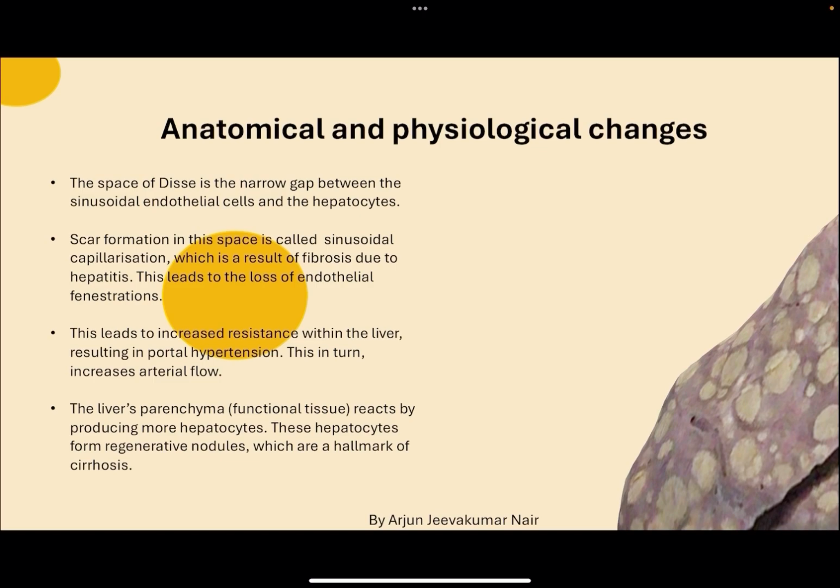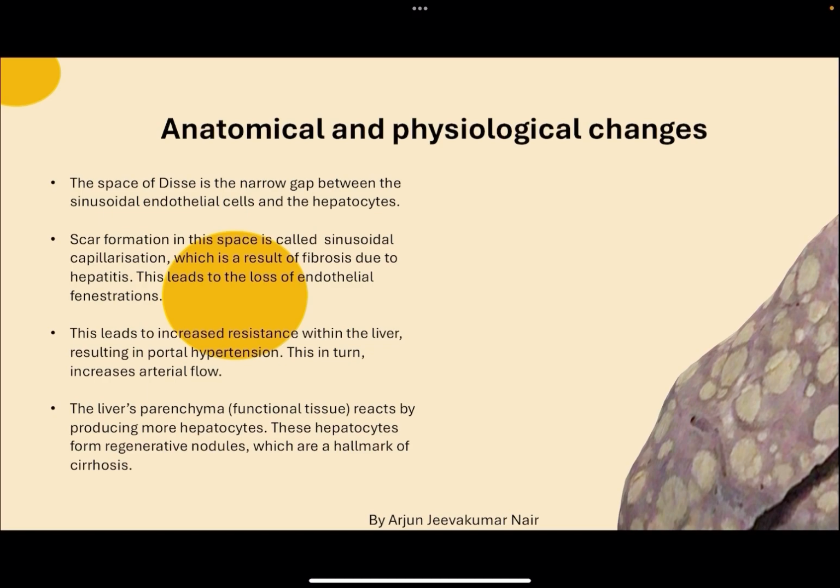This leads to increased resistance within the liver, resulting in portal hypertension, which in turn increases arterial flow. The liver's parenchyma responds by producing more hepatocytes. These hepatocytes form regenerative nodules, which are the hallmark of cirrhosis.